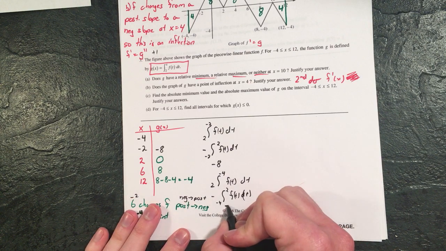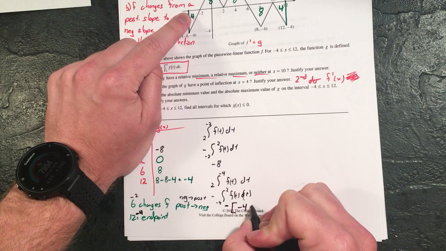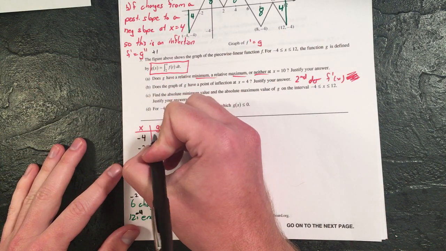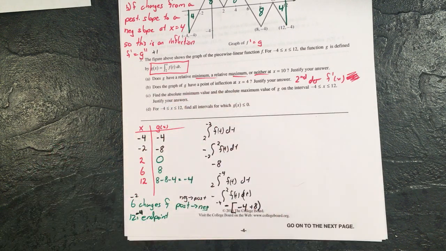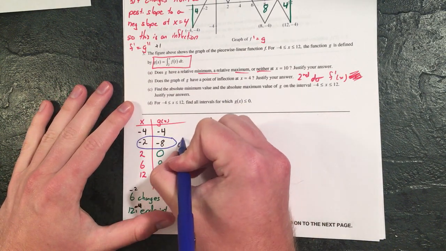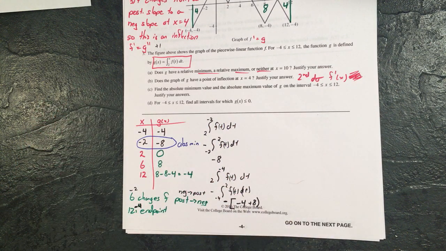So we need the negative of this area, which is a negative 4 and a positive 8, leaving us with a negative 4 here. And those are all the possible outcomes. Now they want us to find what again in this question? The absolute minimum. So what's the smallest number here? That's our absolute min, is negative 8.